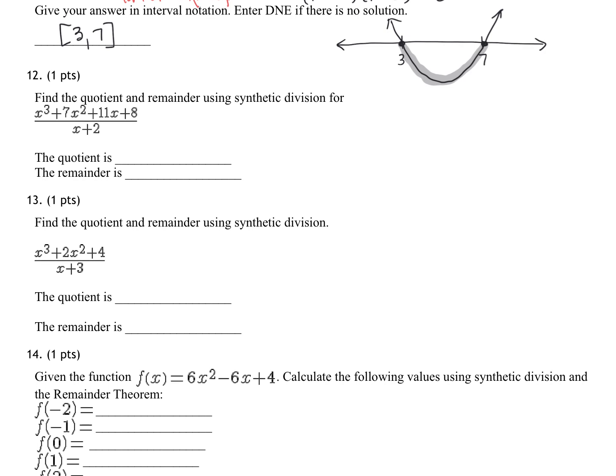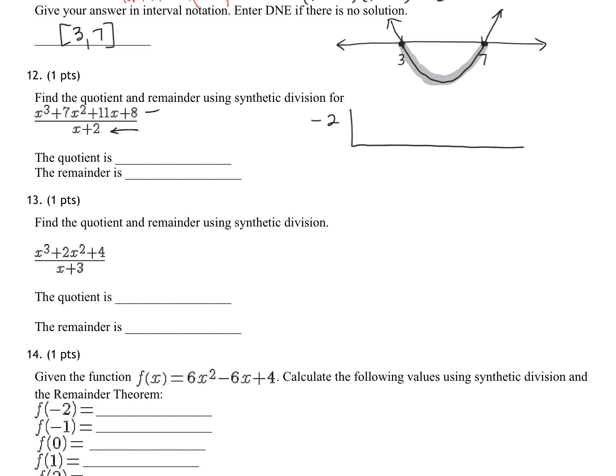All right, number 12. Find the quotient and the remainder using synthetic division. So remember that when you divide, you're using the opposite sign. So since the factor is x plus 2, I'm going to be dividing by -2.